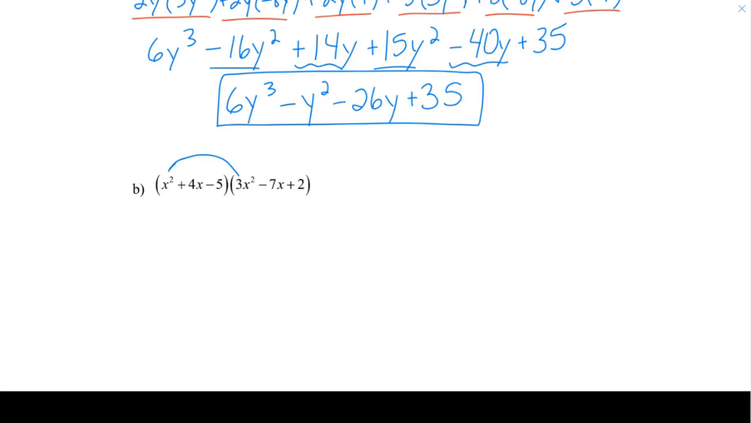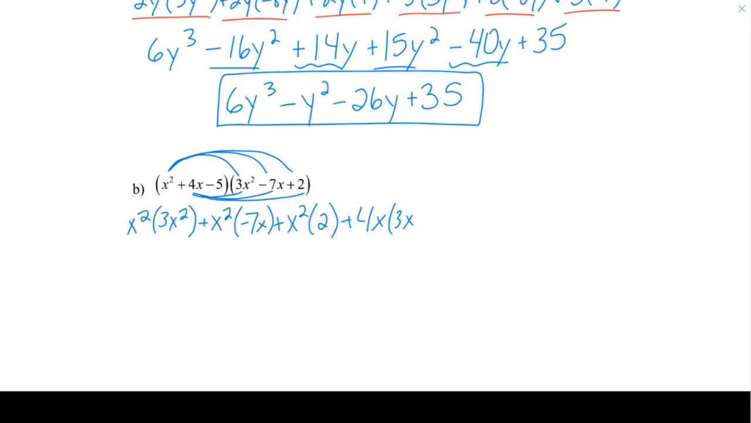So we're going to distribute, first of all, x squared to each of those 3 terms. So we have x squared times 3x squared, times negative 7x, x squared times 2. Okay, we're a third of the way there. Now we're going to take the 4x and distribute it. So we have 4x times 3x squared, 4x times negative 7x, 4x times 2. Two-thirds of the way there.